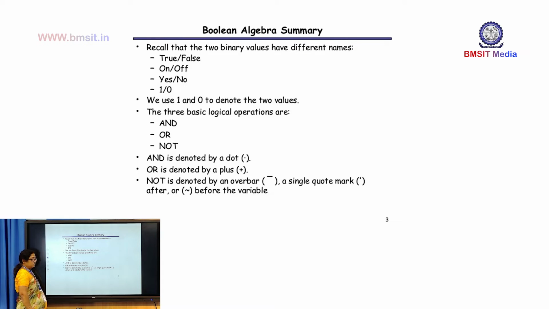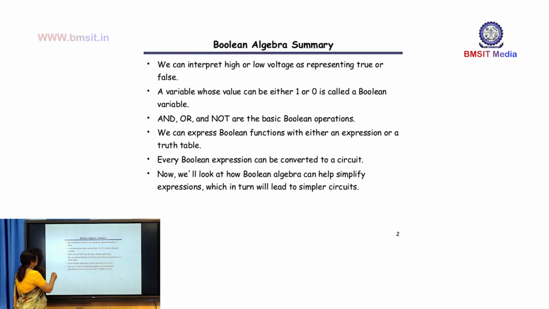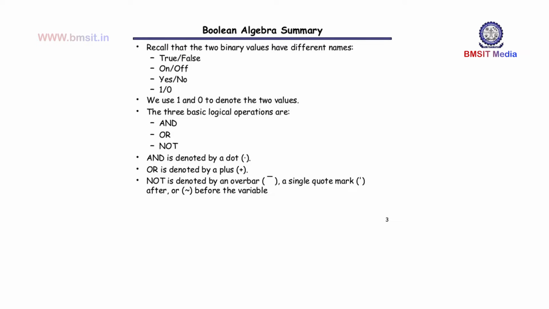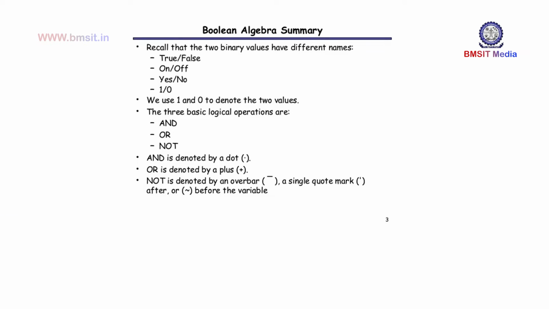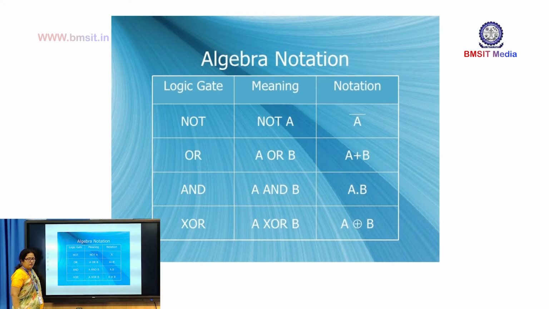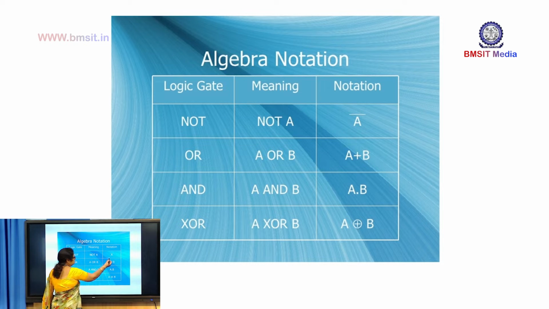We denote the AND operation by a dot, the OR operation by a plus mark, and the NOT operation by a complement over the variable. So the basic three operations in Boolean algebra are NOT, OR, and AND functions. XOR, even though it is derived, also has its symbol shown in this particular table. The NOT function is used for a single variable. NOT of a we represent as a bar.